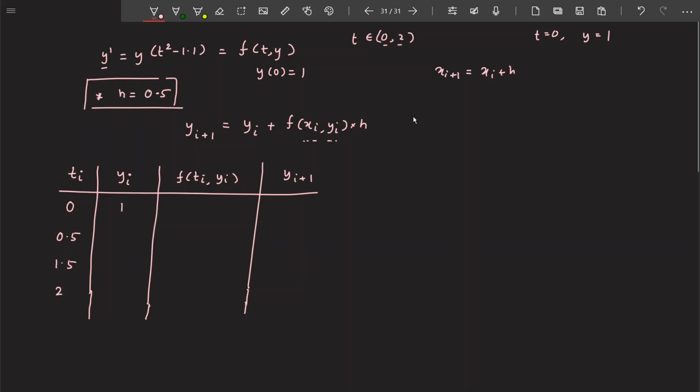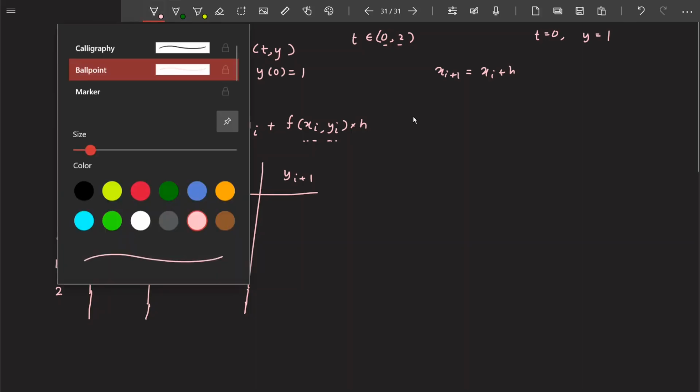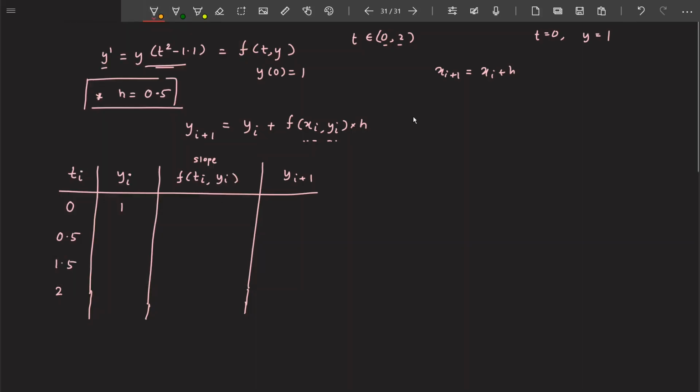Now what we have to do is we have to find out a function, substitute the value of ti, yi in the function of ti, yi, and get the value of this function, and this function is nothing but what? The slope. Now which is the equation of this function? Now if you see, this is nothing but the equation, so if you want you can write it down here properly.